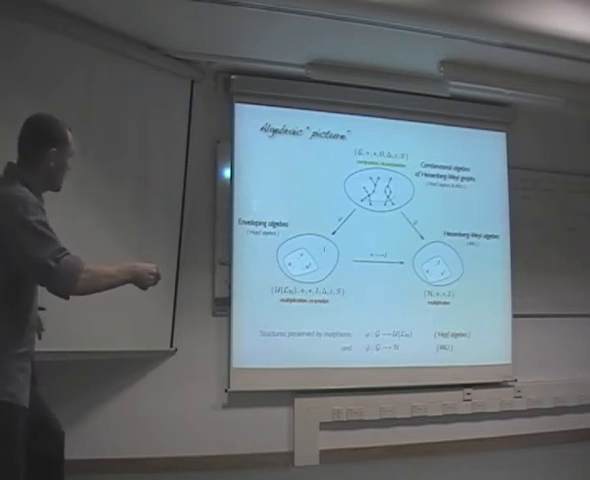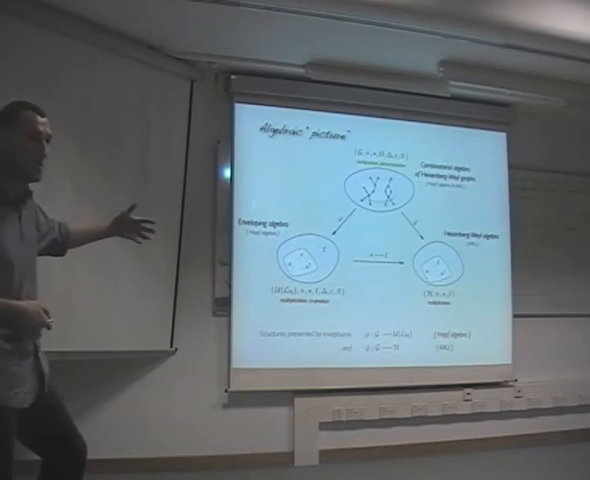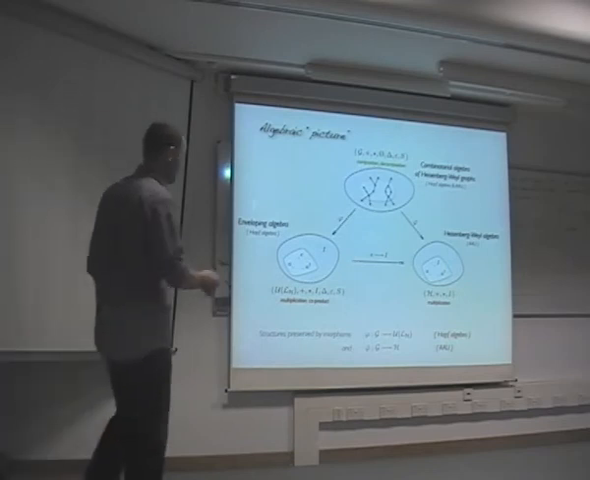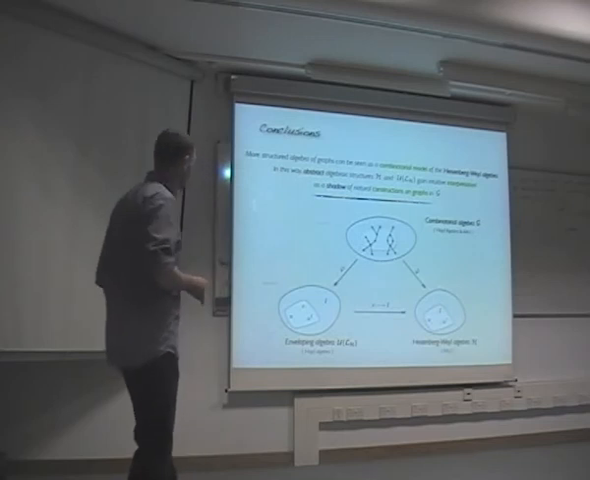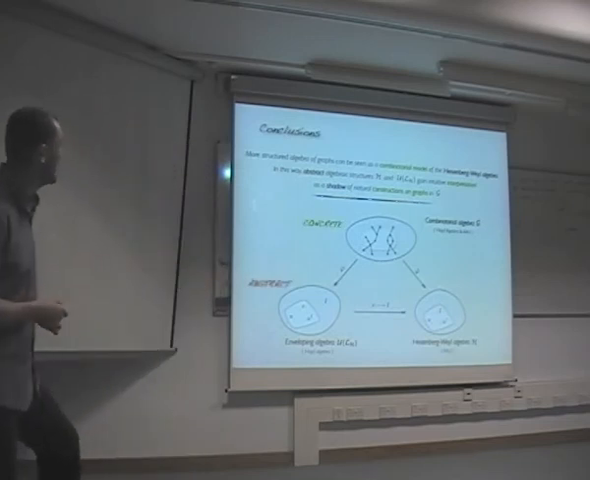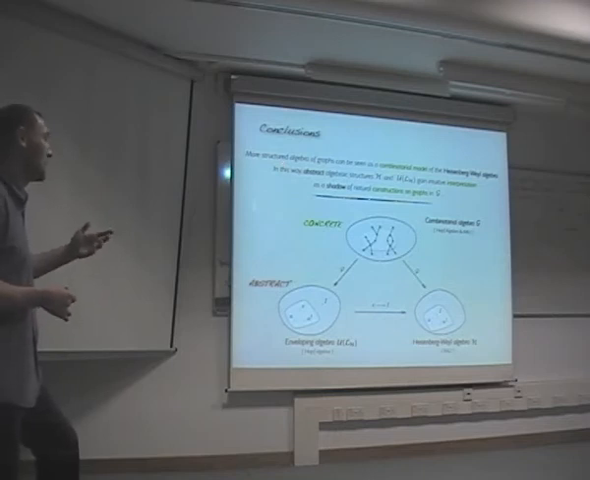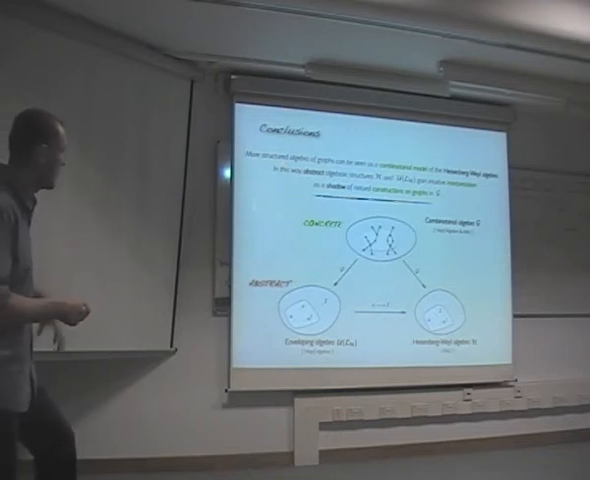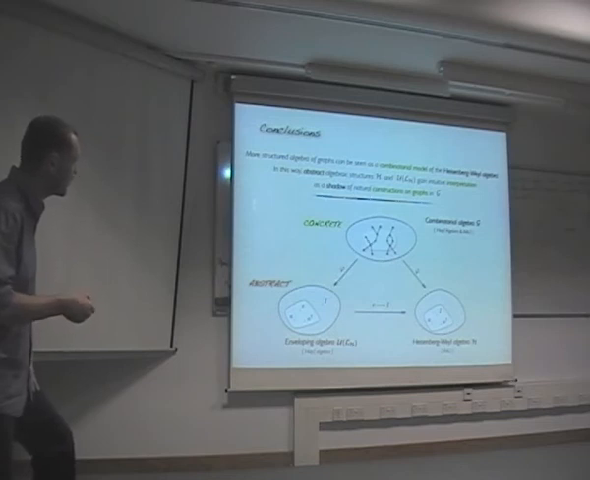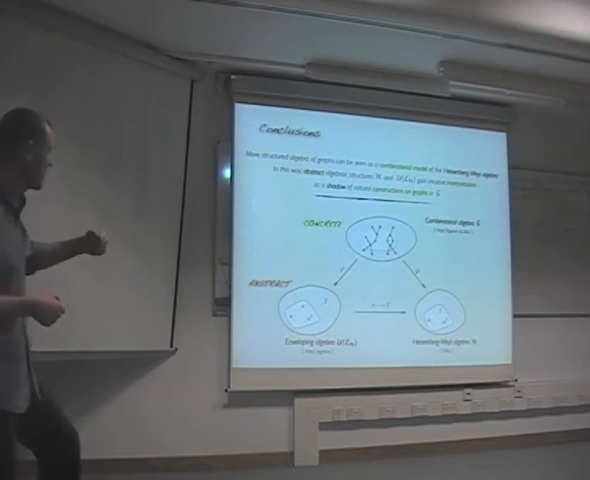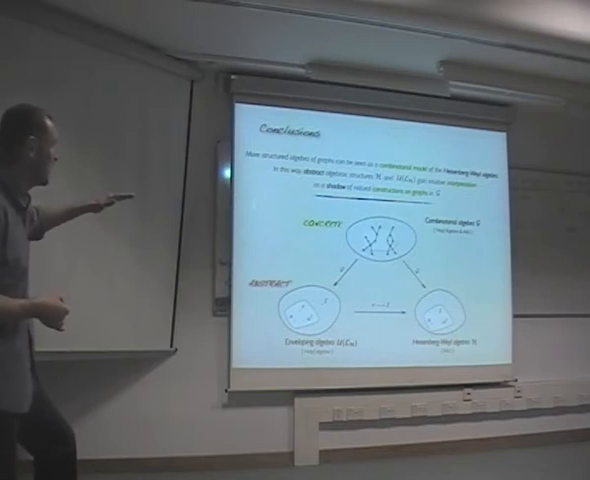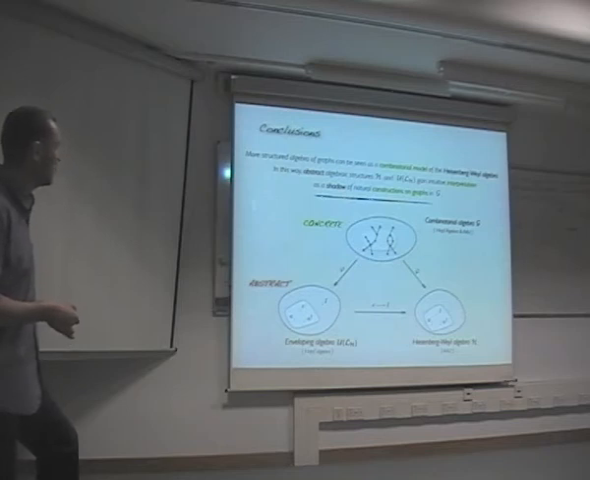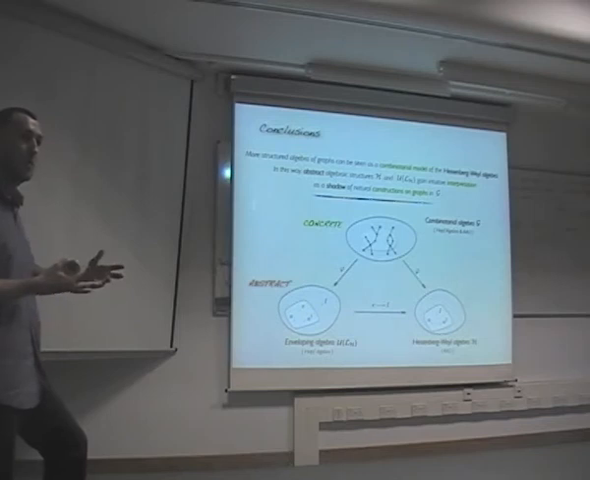Here, all these guys here are rather horrible and algebraically developed. So what would be the partial conclusions? That is, more structural algebra of graphs can be seen as a combinatorial model of the Heisenberg-Weyl algebra. So this algebra here, with intuitive notion of composition and decomposition, can be seen as a concrete model of these two abstract structures here, which appear to be a shadow of this more structural algebra of graphs.